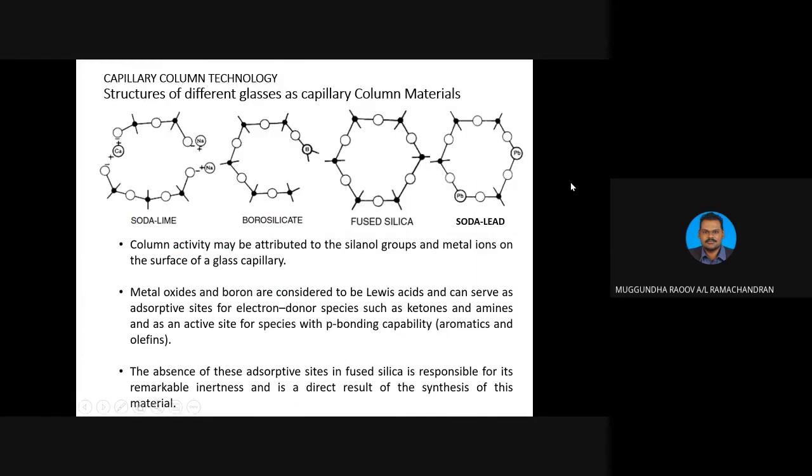So now class, the structure of different glasses as the capillary column here. This is the example of soda lime, borosilicate, fused silica, and soda lead. Column activity may be attributed to the silanol groups and metal ions on the surface of the glass capillary.